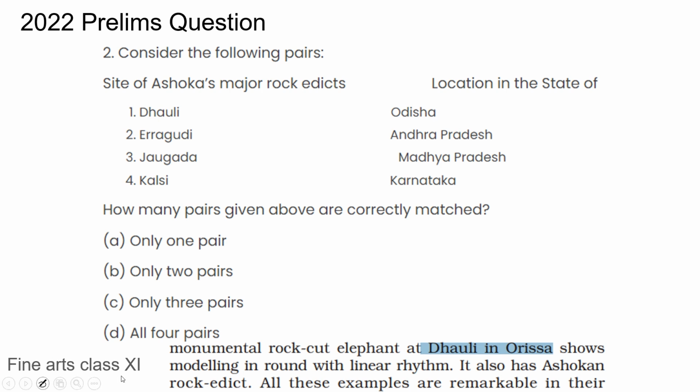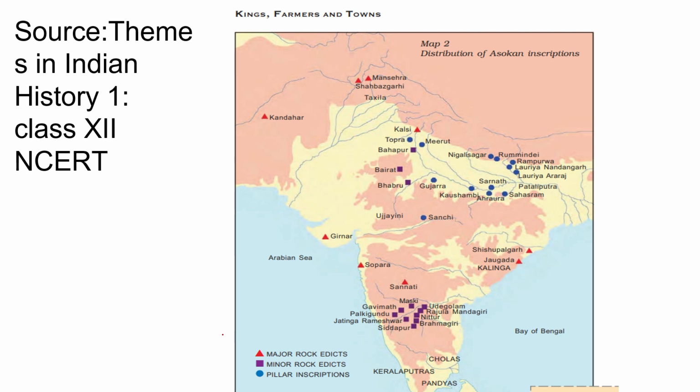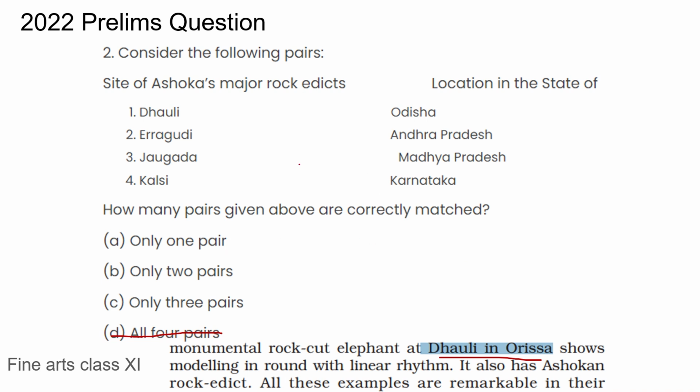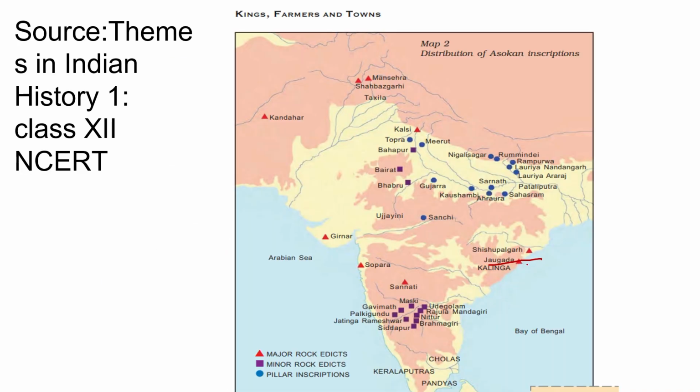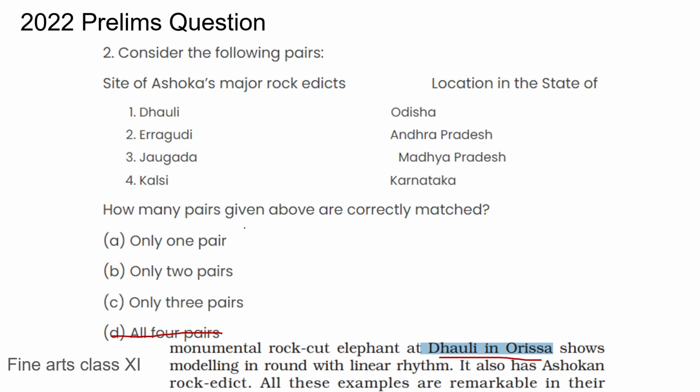See, if you see the Fine Arts NCERT of class 11th, it is mentioned here that Dhauli is in Odisha. So you know that one is wrong. So one pair is wrong. So all 4 pairs are correct, this option is eliminated. Then here, if we see Themes in Indian History Part 1, which is a class 12th NCERT, you can see Jaugada is here. So here it is mentioned Jaugada is in Madhya Pradesh. No, Jaugada is present here, in this area. Madhya Pradesh comes around this area. So this is wrong. So only 3 pairs are right. Even this option is gone.